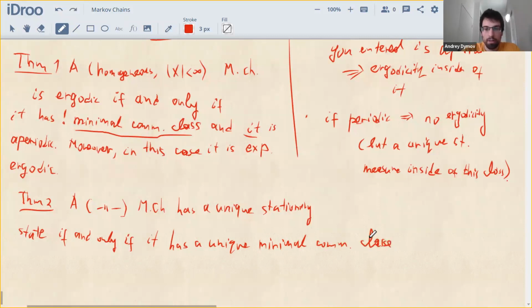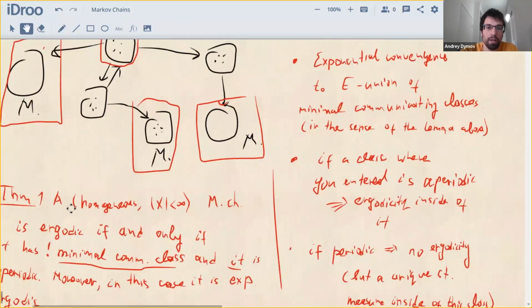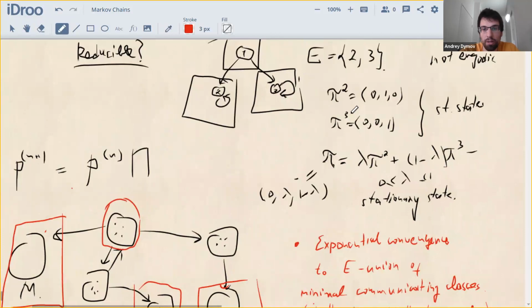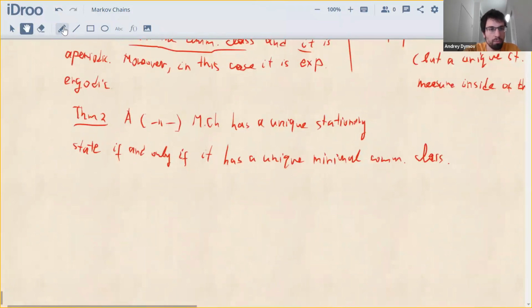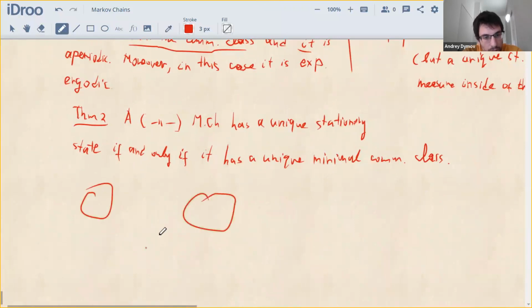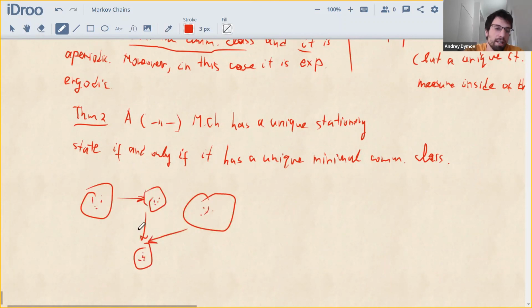Look, this holds because if you have two minimal communicating classes, then exactly as in this example, your stationary state will not be unique. But if you have a unique minimal communicating class, say the structure of your chain is like that: you arrive there, then you arrive there, then you arrive there. So these are communicating classes, inside of which you have many states. If your chain is like that, then you have the unique minimal communicating class, and it means that you arrive here for sure.